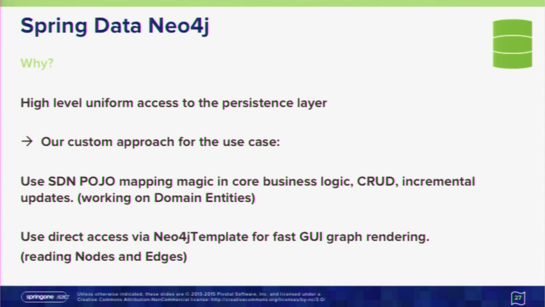If we render things on a front end, well, the graph, if you display it in your web browser, is just nodes and edges. And if you don't need your domain entities there, you can just use Neo4j template and be a bit faster, because it's a lower level access. You are then reading nodes and edges, right, and you display them in the web browser.